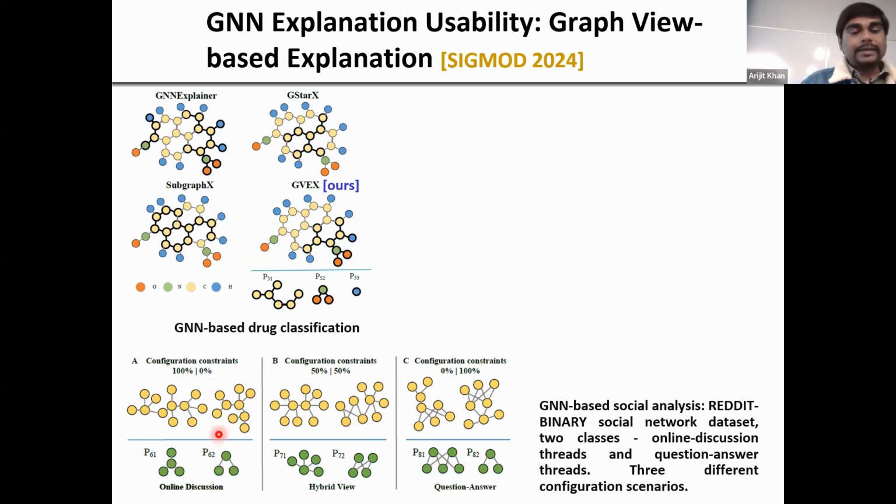How? Here we have an example, of course, from the graph domain, because that's what we are working on. We look into the example of the Reddit social network. In the Reddit social network, we find two types of major communities. One is online discussion, another is question answer. We find that their structure in the form of a graph is quite different. For online discussion, usually one person posts something, then because it's a discussion, it is followed by another person, followed by another person, and so on. So oftentimes you see a chain kind of structure, a linear structure like a chain or a tree.